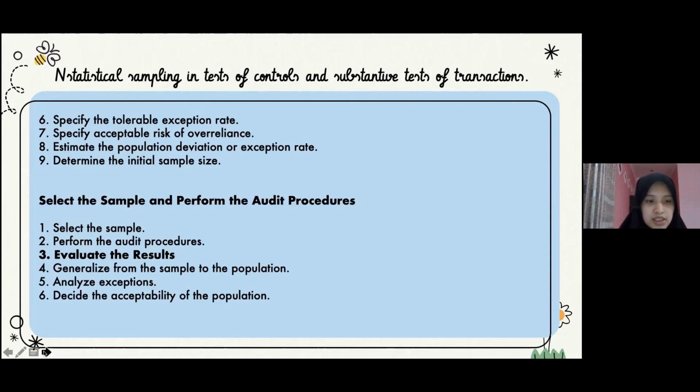Then we must select the sample and perform the audit procedures. The first step is select the sample. Second, perform the audit procedures. Third, evaluate the result. Fourth, generalize from the sample to the population. Fifth, analyze exceptions. And sixth, decide the acceptability of the population.